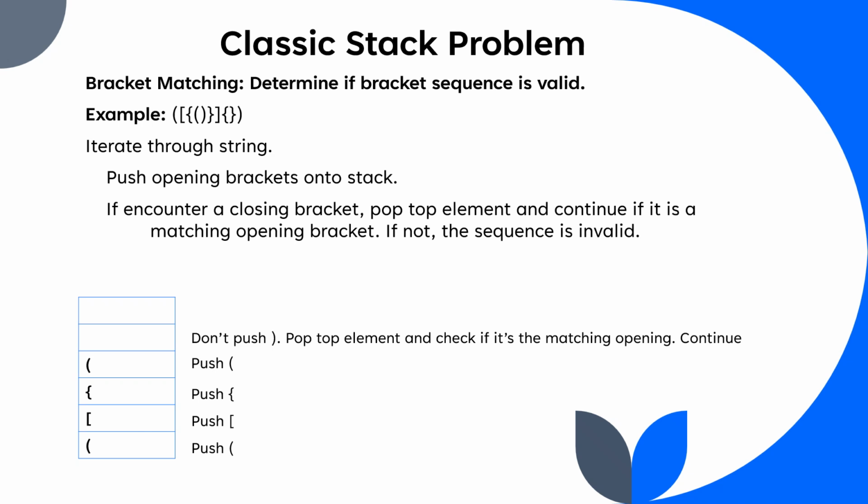Here's the algorithm. Iterate through a string of brackets. Push the opening brackets onto the stack. Okay, so only the opening brackets are going to be pushed onto the stack. When a closing bracket is encountered, don't push it onto the stack. Here you're going to pop the top element off the stack and check if it matches the closing bracket. Because remember, the last bracket opened must be the first one closed. So the last bracket opened should be on top of the stack. If it is, you're going to continue. If not, then we don't have valid brackets and we can stop checking and exit the loop.